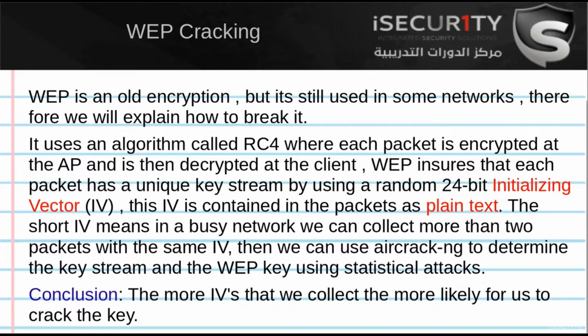So our main goal now, when we try to crack WEP, is to collect as many IVs as we can, because once we have a large number of IVs, we're going to have two packets that use the same IV, and then aircrack-ng is more likely to be able to determine the key stream and the WEP key for the target network. In the next video we'll do that. We'll see how that actually works, and it should be easier to understand.